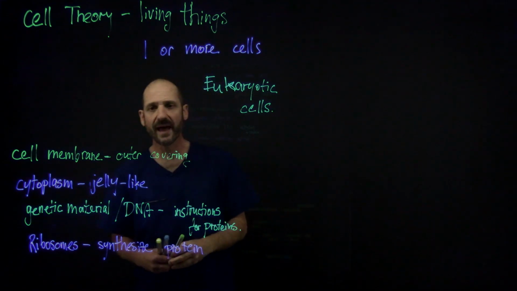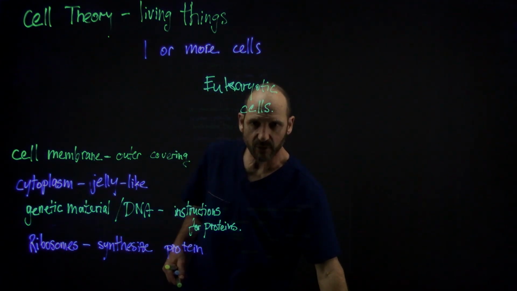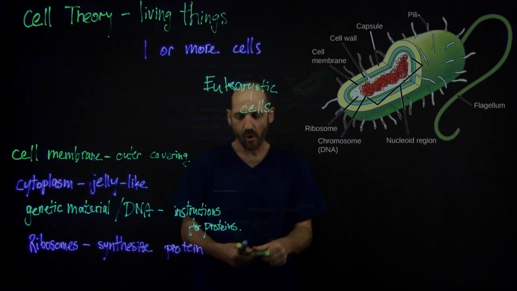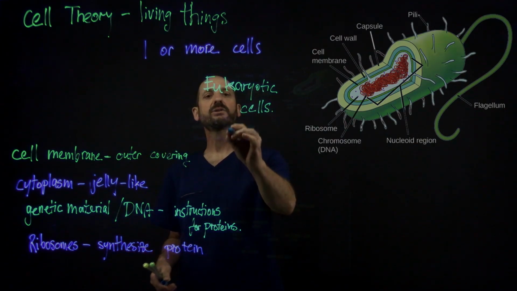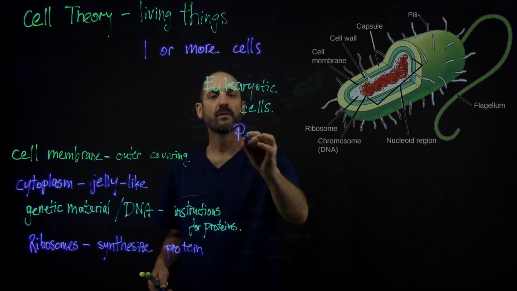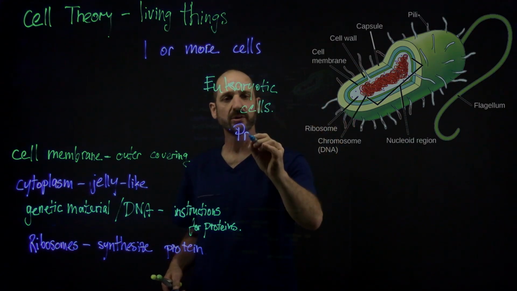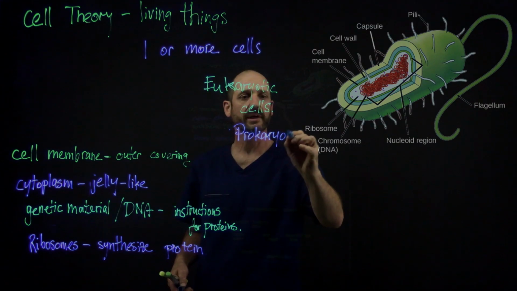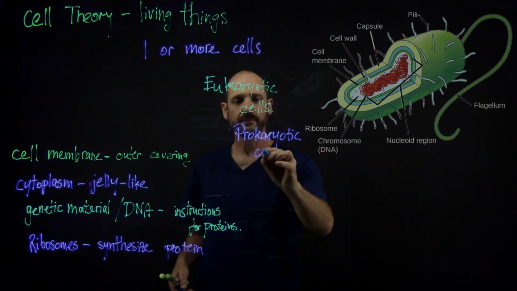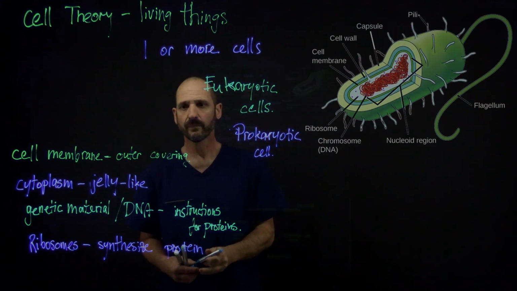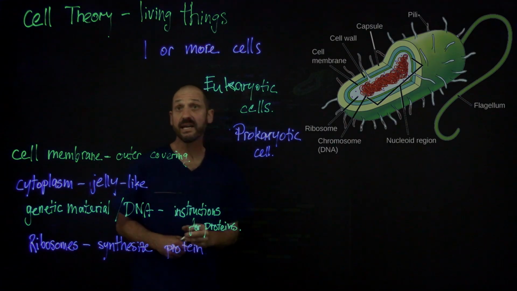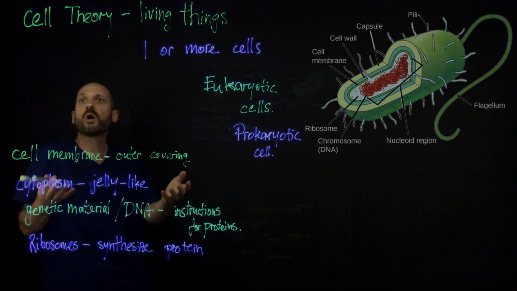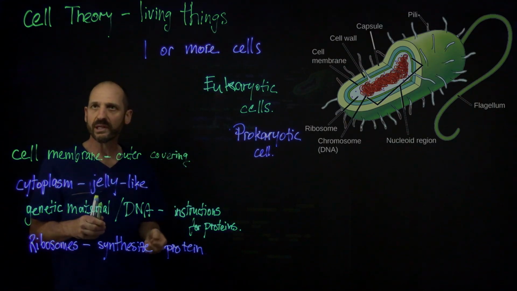And then the ones without those membrane-bound organelles, we call the prokaryotic cells. This is a prokaryotic cell. Those have DNA, but they don't have a nucleus to hold the DNA, because the nucleus is also a membrane-bound organelle.